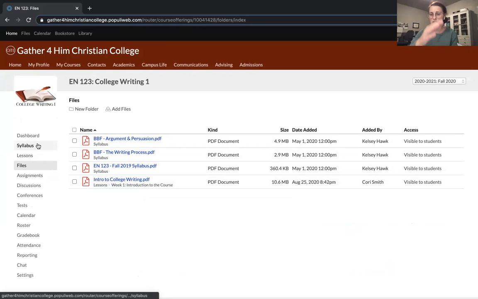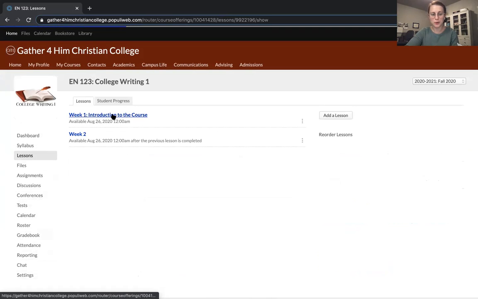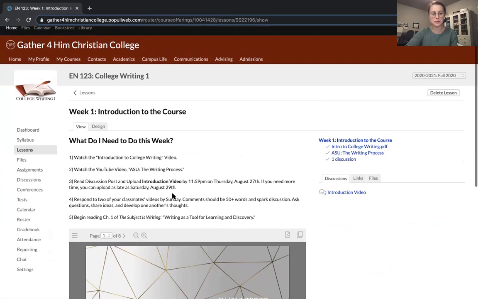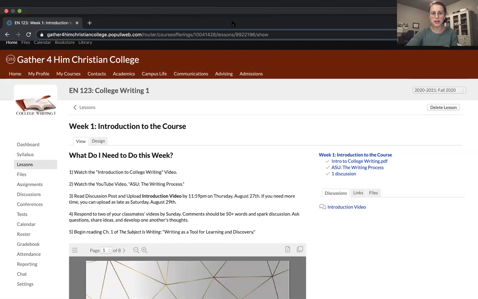The rest of it on the Populi side menu is pretty much explanatory. You will have a couple of quizzes over one of your books, but they're not going to be anything scary. They're more opportunities for you to show me that you've read the text and so forth. So let me go to this introduction to the course and what you're going to be doing this week. I'm going to share a different screen with you, and I'm going to talk a little bit about myself, to give you an idea about who I am and how I came to be teaching writing.